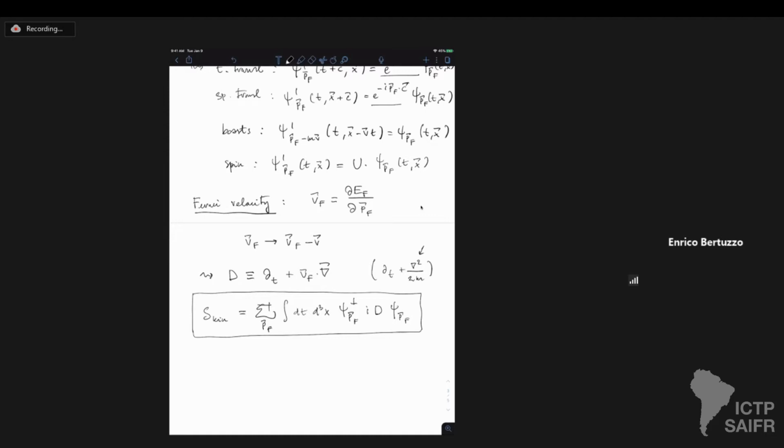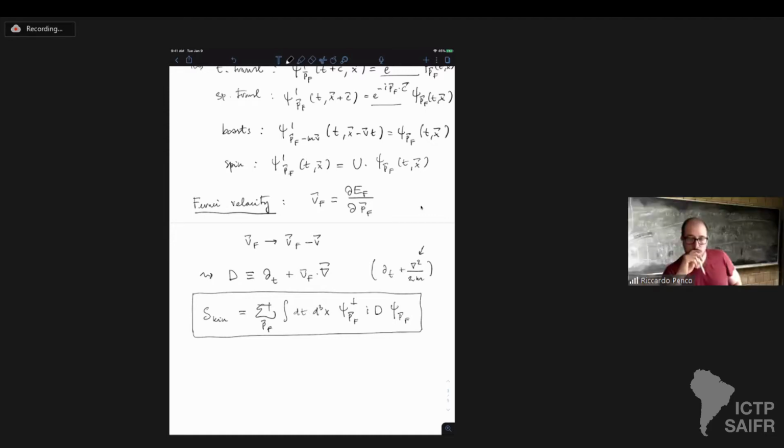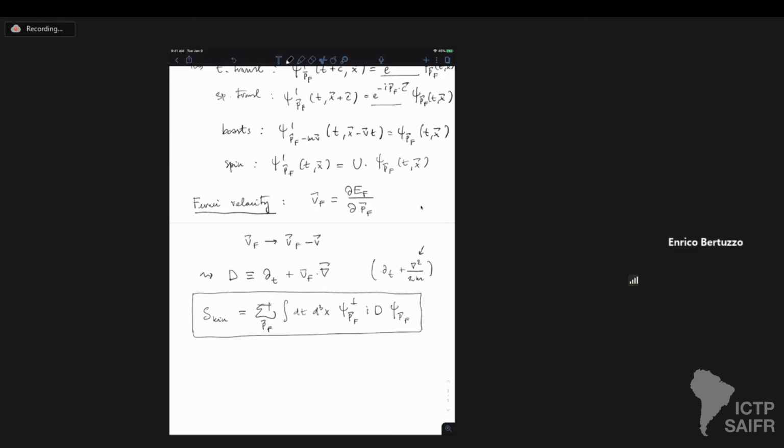So Riccardo, we have three questions which I think are quick, so maybe we can go over them. Francesca is asking, isn't this trading of fields just a discrete Fourier transformation?